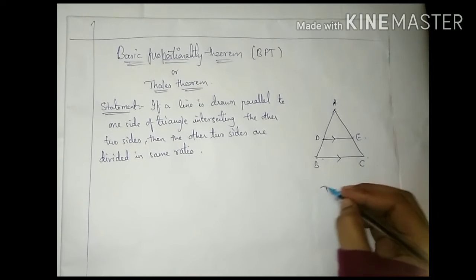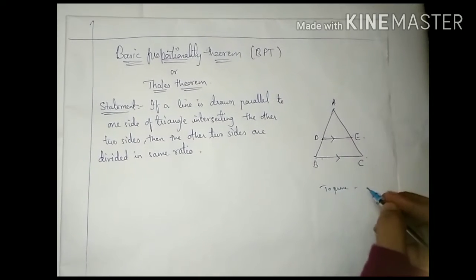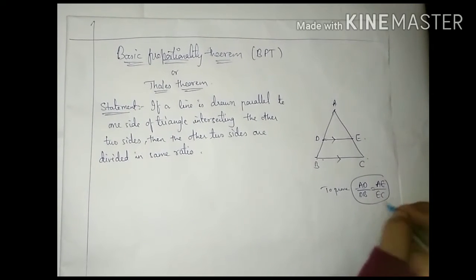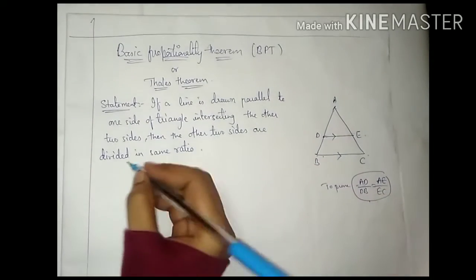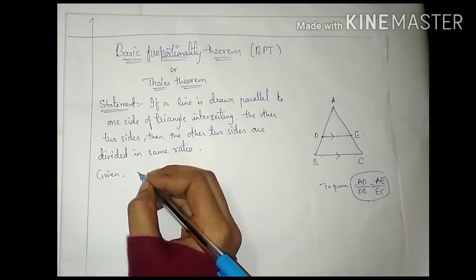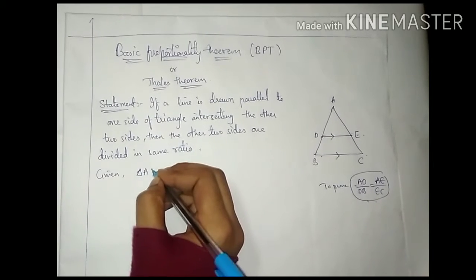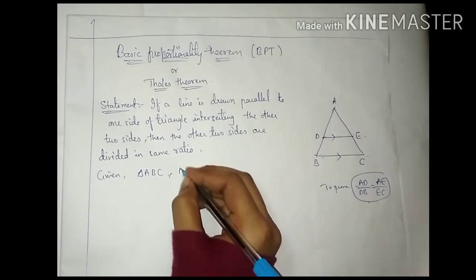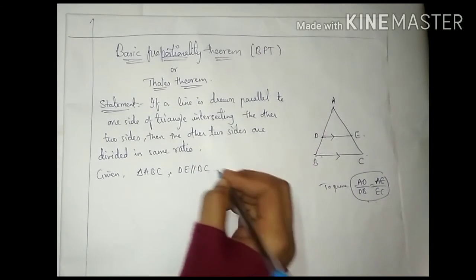So we have to prove that AD by DB is equal to AE by EC. First we will write the given. Triangle ABC is given, and DE is parallel to BC is given.